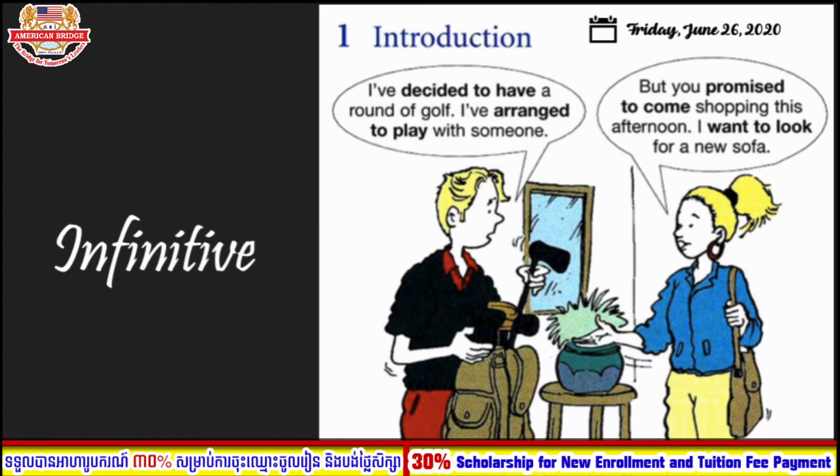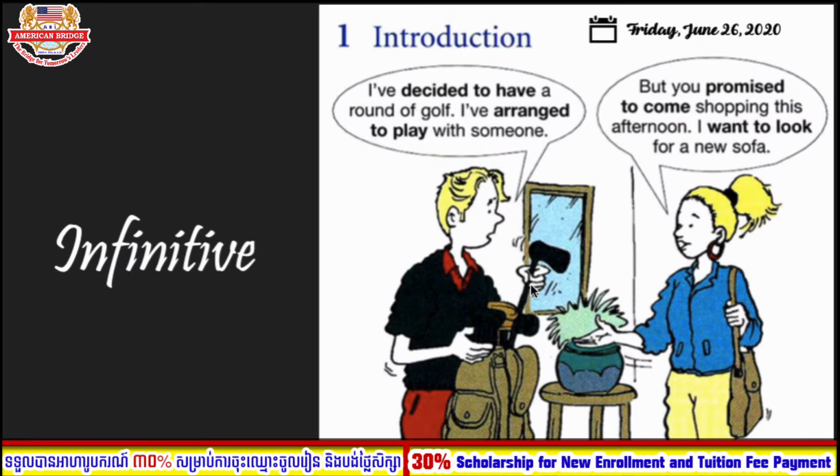As you can see in the picture, there is a conversation between a boy and a girl. And in the conversation, the words have been bolded in black to show that the words that are bold here are the infinitive. As you notice, infinitive refers to the verb plus to and then plus verb. Here the first verb is I have decided. So decided is the main verb and to have is the infinitive.